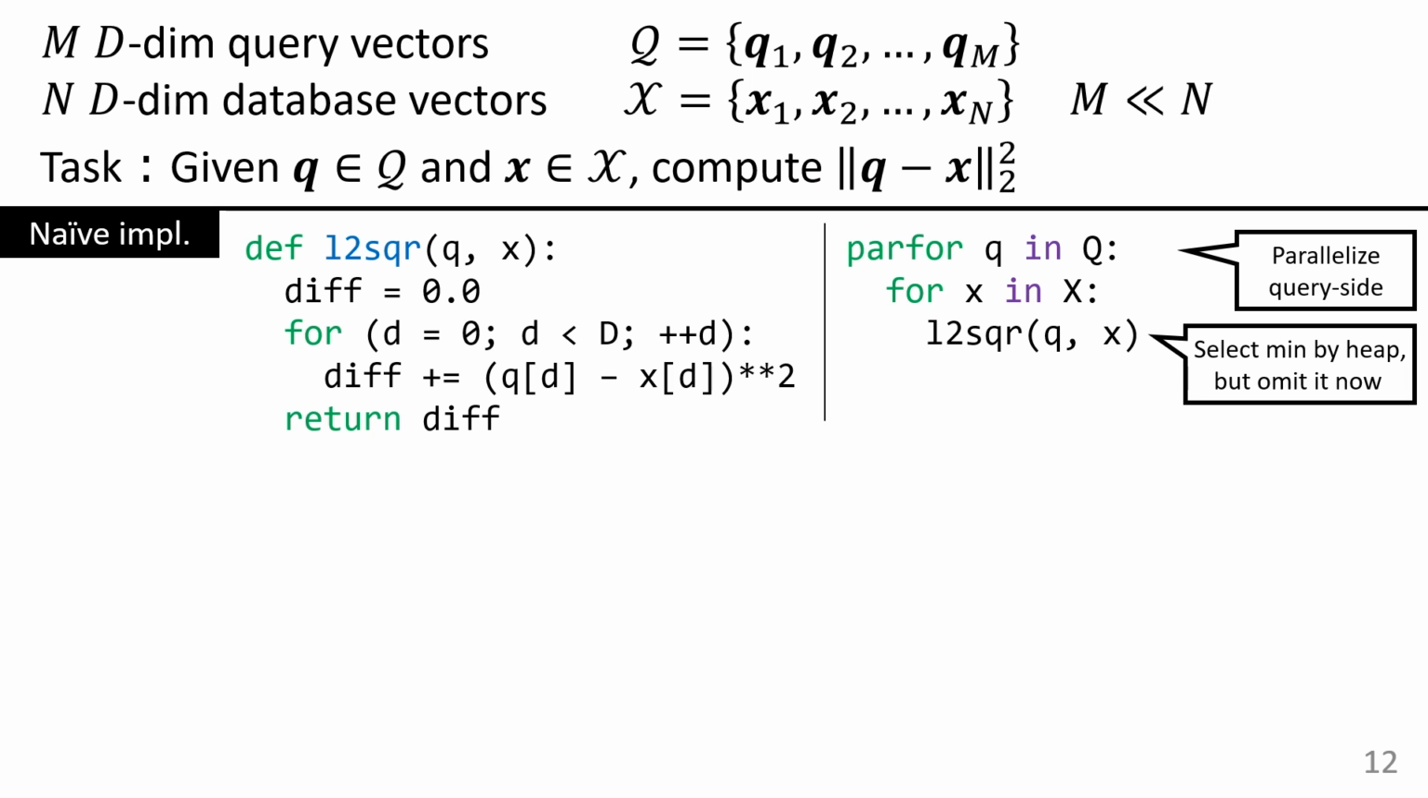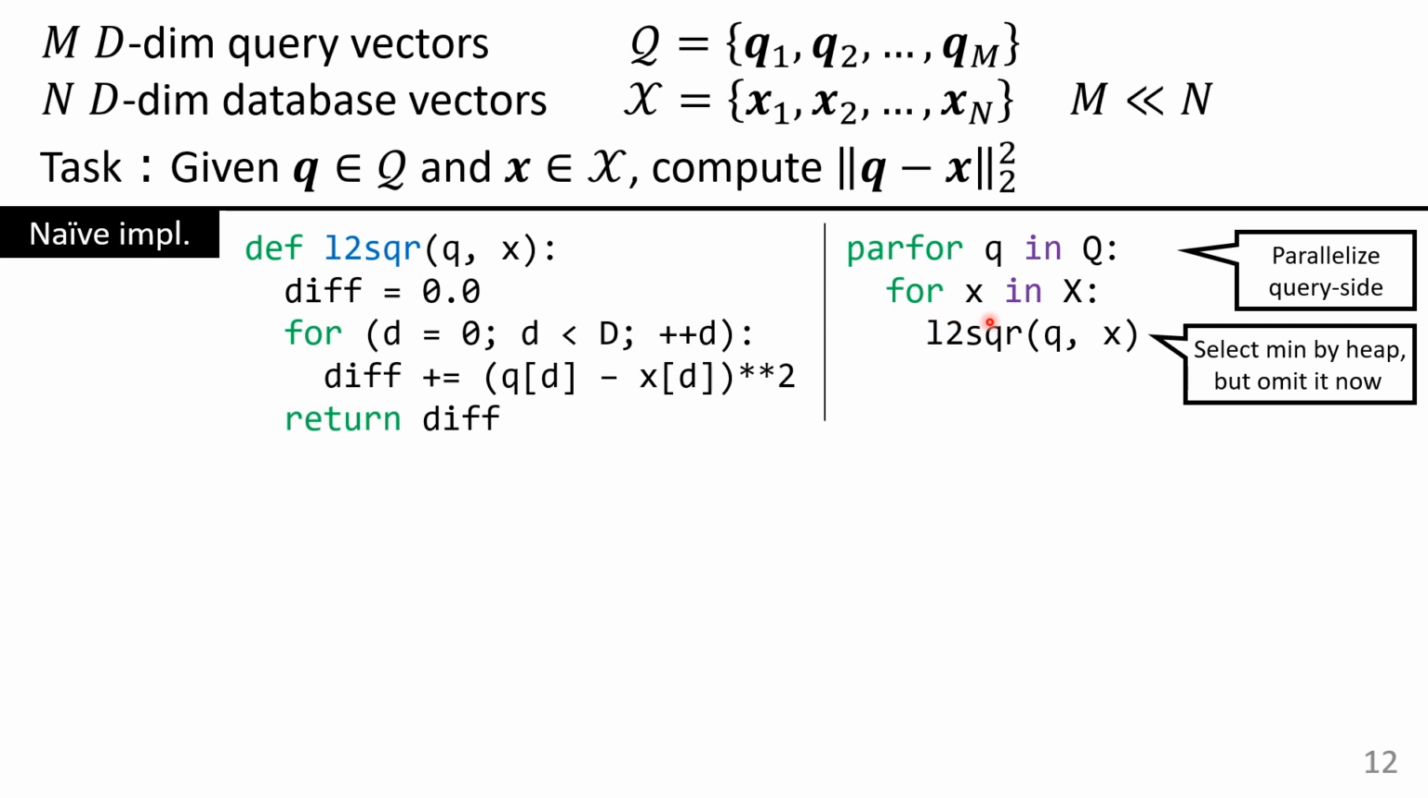Then this is a naive implementation. This is pseudocode, like Python plus C++. Given Q and X, the naive way is, of course, to first define the difference as 0, and we iterate over the dimensionality, taking the minus, so the difference of each element, then square and sum them all. This is the L2 square function.